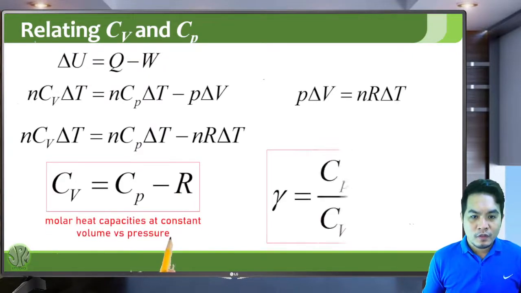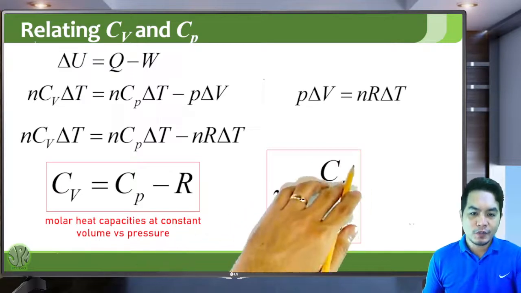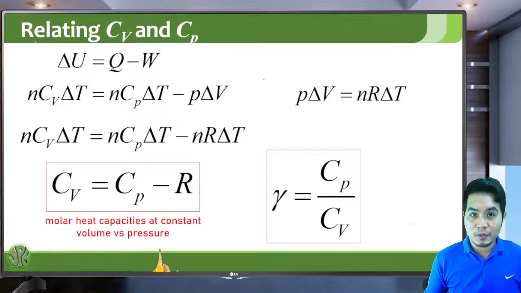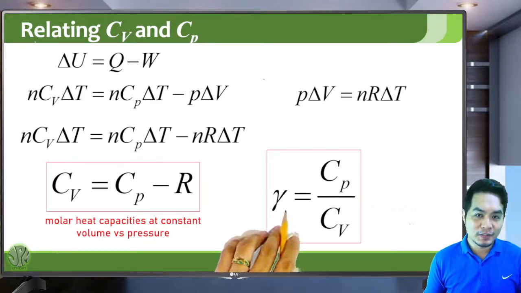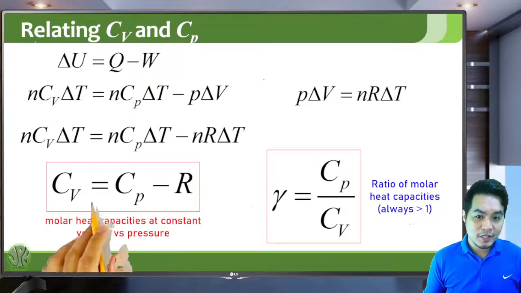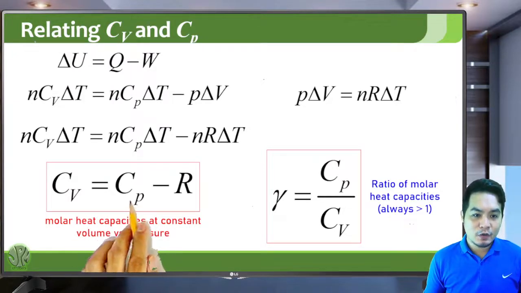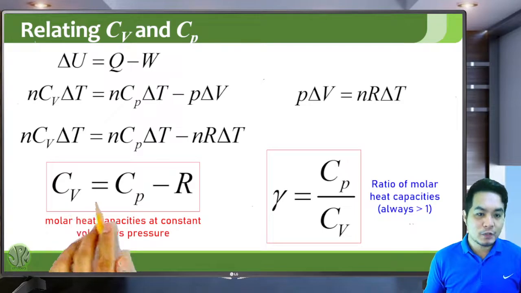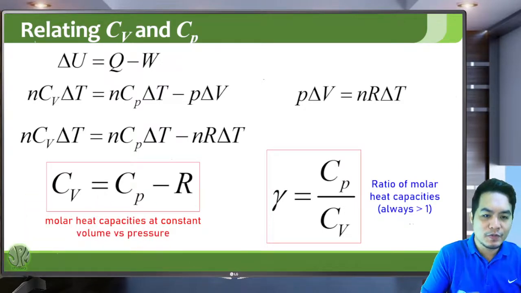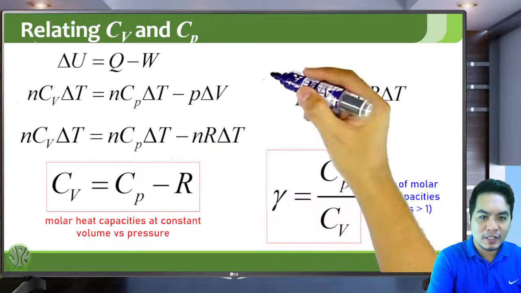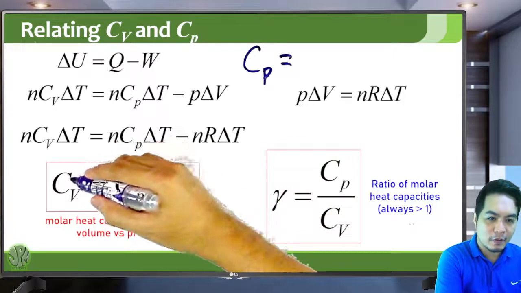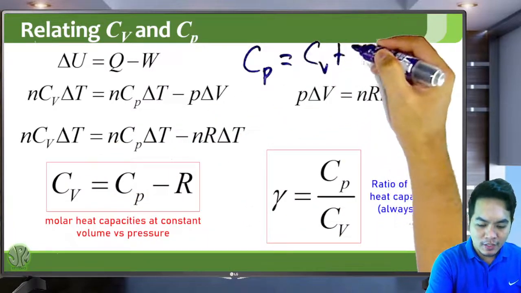So the ratio between these two, the heat capacity at constant pressure over the heat capacity at constant volume, is what we call the gamma factor. And this is always greater than 1 because Cp is always greater than Cv. So if you write this in terms of Cp, and transpose R to the other side of the equation, you will get Cp is equal to Cv plus R.